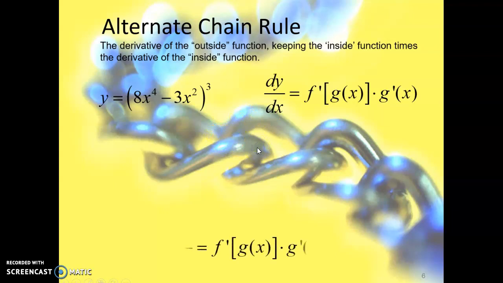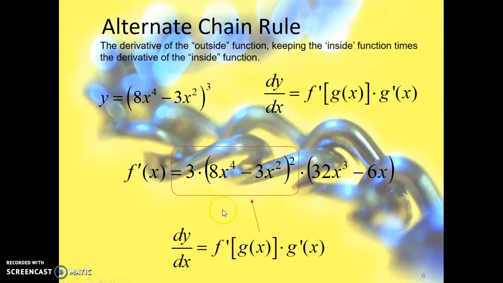So using Newton's way of doing this, he says, take the derivative of the outside function. How would we do that? We would put the 3 to the front, subtract 1 from the exponent, leaving the inside function untouched. So notice we're only doing the derivative of that outside function. Multiply that by the derivative of the inside function, which is the 32x to the third minus 6x.